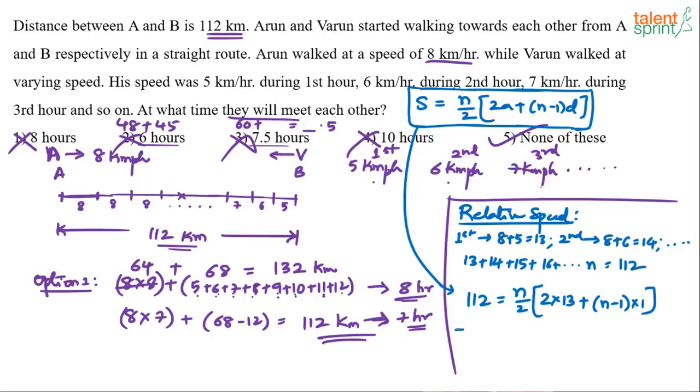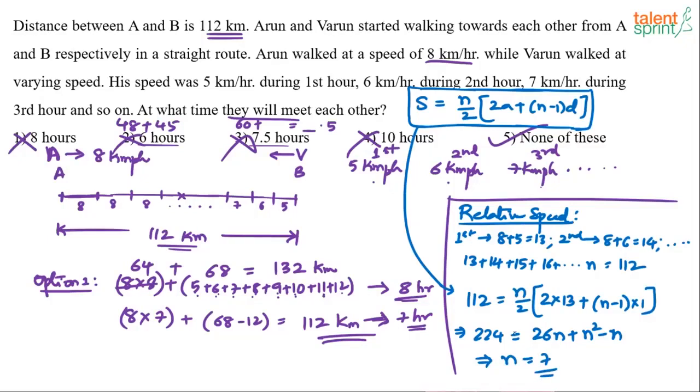See, this 2 goes that side. We'll get 224 equals 13 into 2 is 26, 26n plus n minus 1. Oh, sorry. 26n plus n squared minus n. So basically, n squared, 26n minus n is 25n, and minus 224 equals 0. So solve that quadratic equation, you will find that n comes out to be 7. I mean, upon solving, you will find n is equal to 7.